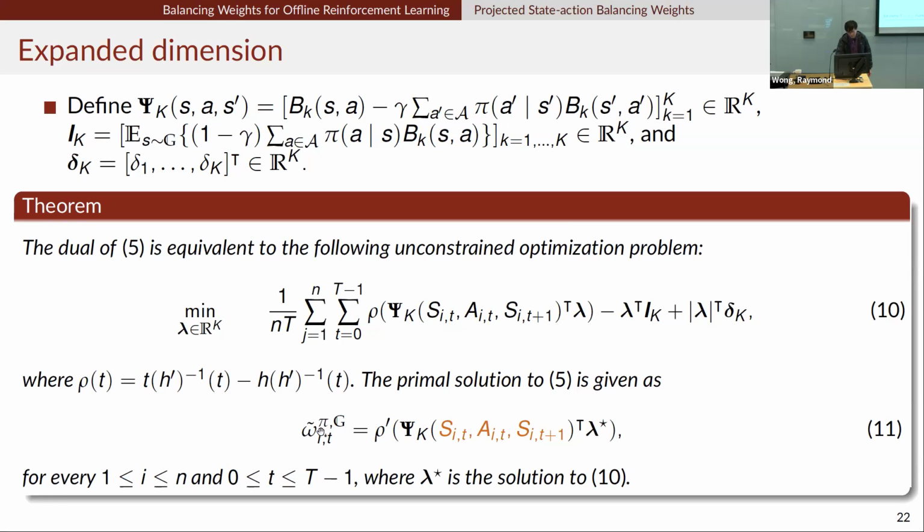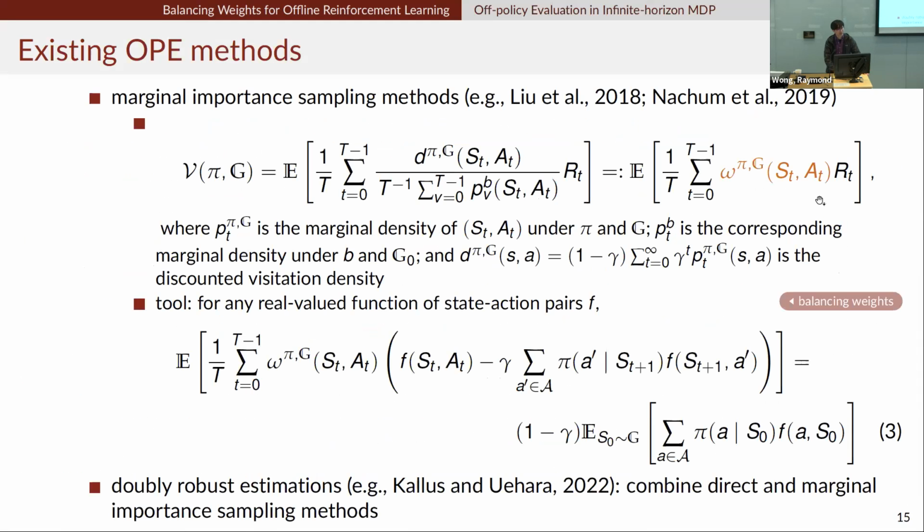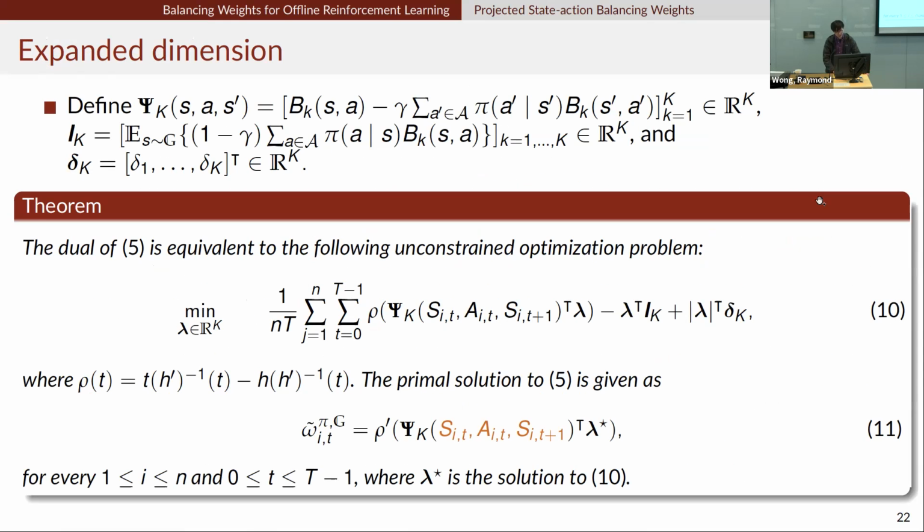Okay. However, the issue is that you can see this is a function of S, A, S prime, right? And while the true weight function is just a function of S and A. So if you go back to the definitions, it's only S and A, right? So now we have an extra dimension, and this is what we call the expanded dimension issue. So this does not align well with our true weight functions, and this could cause issues.